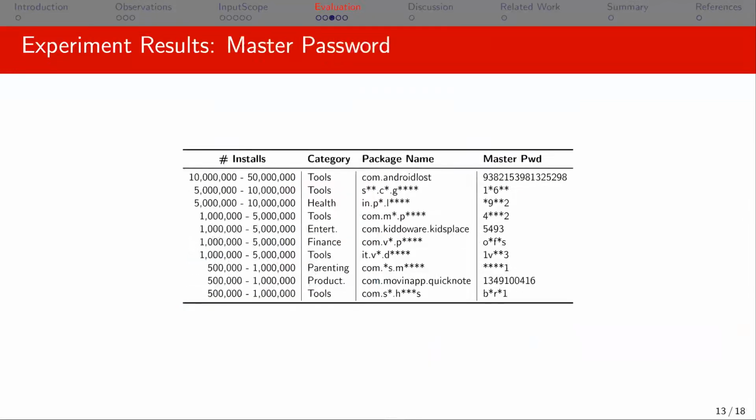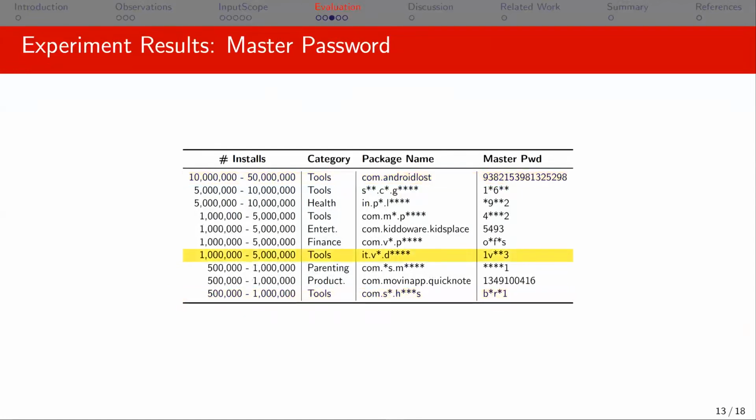Next, master password. Here we show the top 10 apps that we have manually checked with our best understanding. To our surprise, we found even apps providing security-related services have this problem. One is a Lost Android app. The other one is a file encryption app that allows users to hide or lock files with a password. But with this master password, we can view and unlock all hidden files for all users.